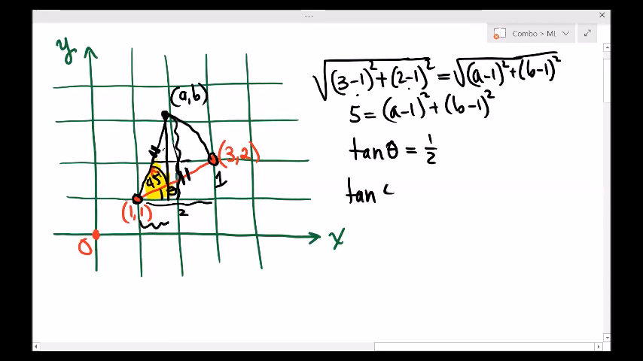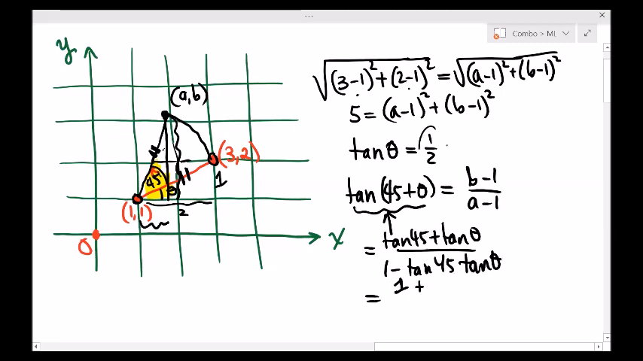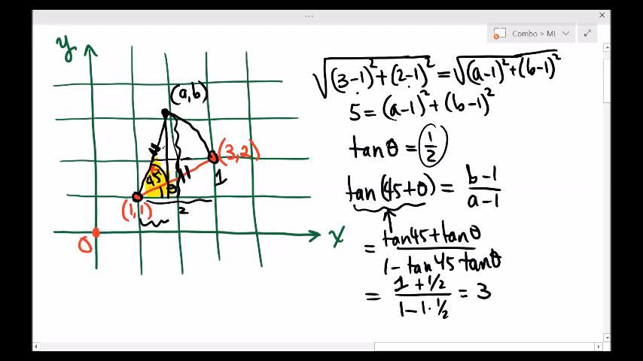So tangent of 45 plus theta better be equal to B minus 1 divided by the run, which is A minus 1. Do you agree? But wait a second. I already know how to calculate the left-hand side using trigonometry. So let's first set up the left-hand side, which is tangent of 45 degrees plus tangent theta, divided by 1 minus tangent 45 times tangent theta. Tangent 45 is just a 1, plus tangent theta, which we just calculated is 1/2, over 1 minus 1 times 1/2, which is equal to what? 3/2 over 1/2, which is just a 3. Aha, so that whole thing was actually a 3.